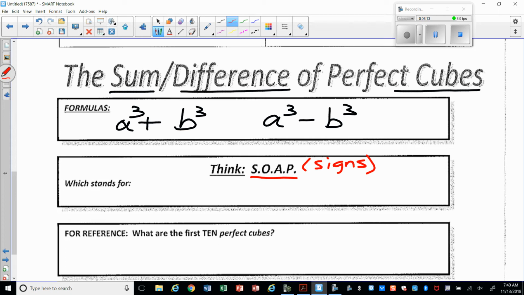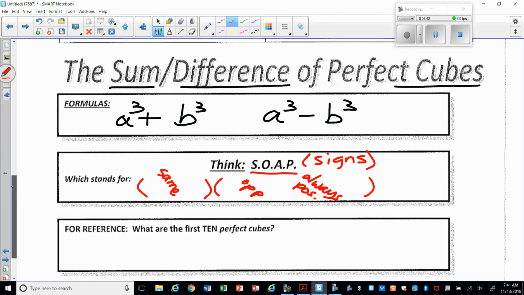We're going to end up with a binomial and a trinomial. And then the signs are going to be the same. This one is going to be the same right here. This is going to be the opposite right here, and this is going to be always positive. And that will make sense in a moment.